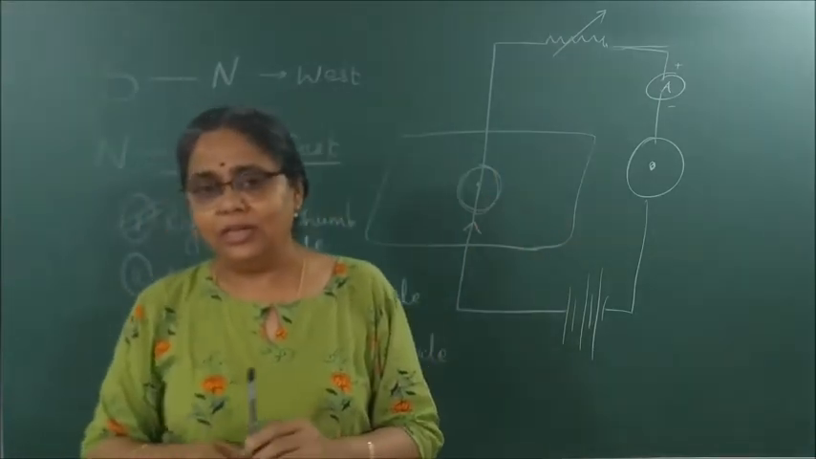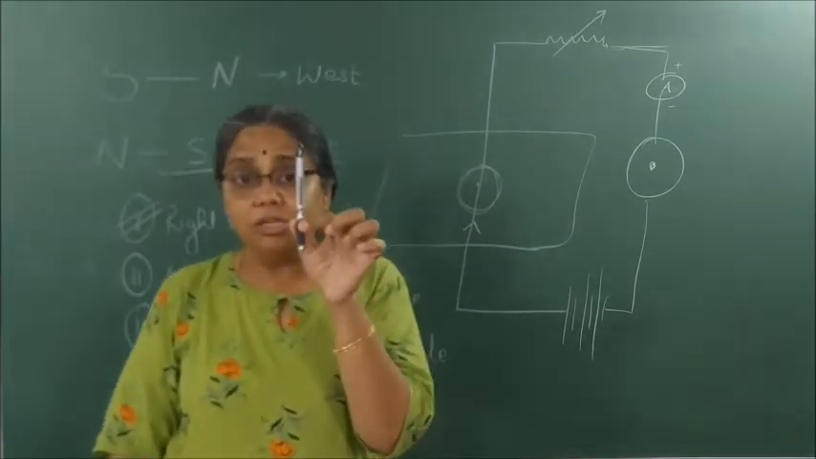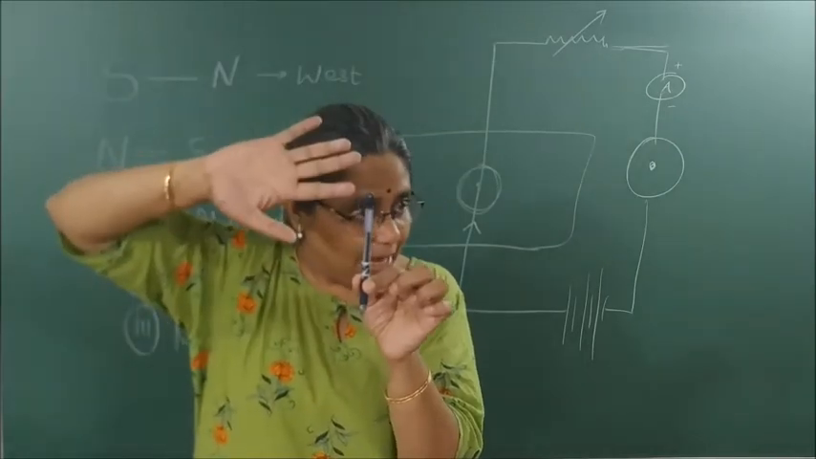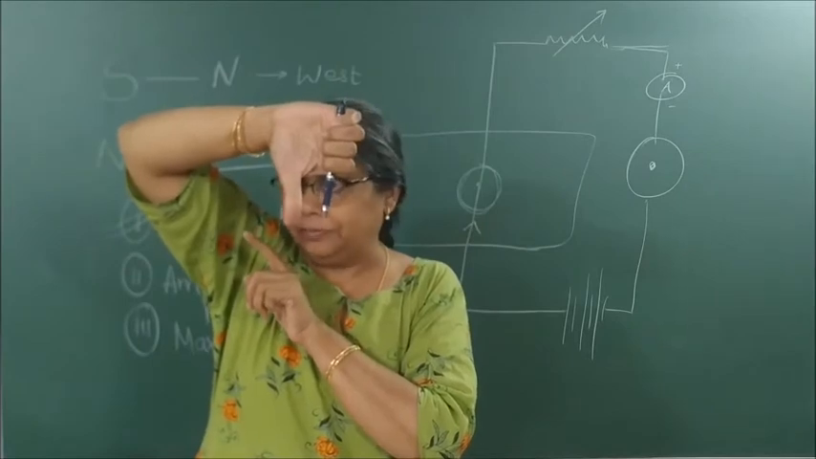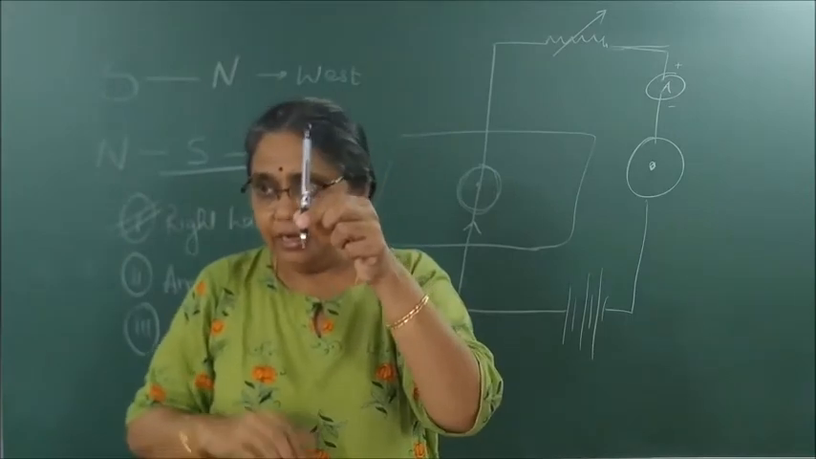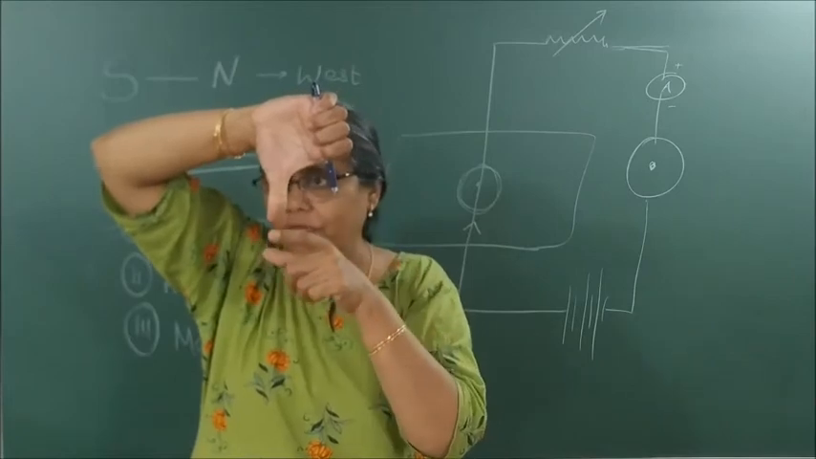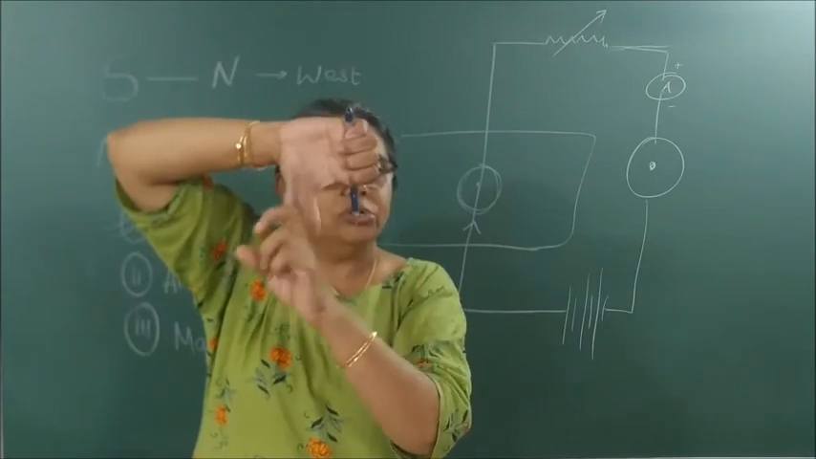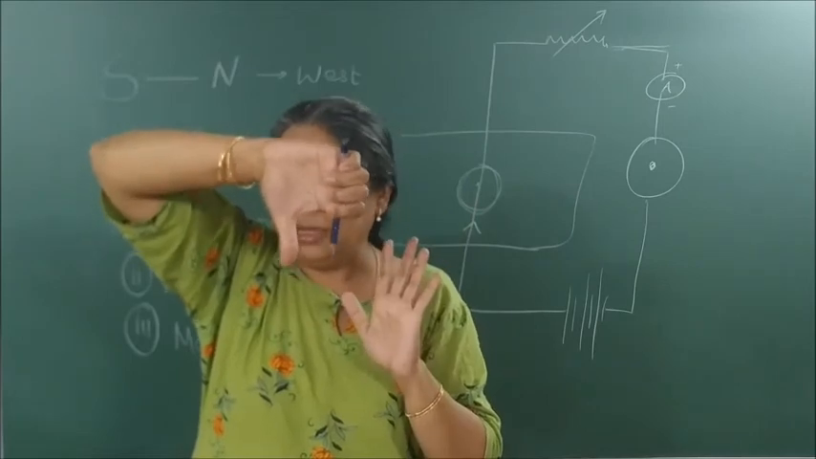Imagine you are holding a straight conductor carrying current in your right hand in such a way that the thumb shows the direction of current. Then the wrapped up fingers, or the curved fingers, show the direction of the magnetic field lines.